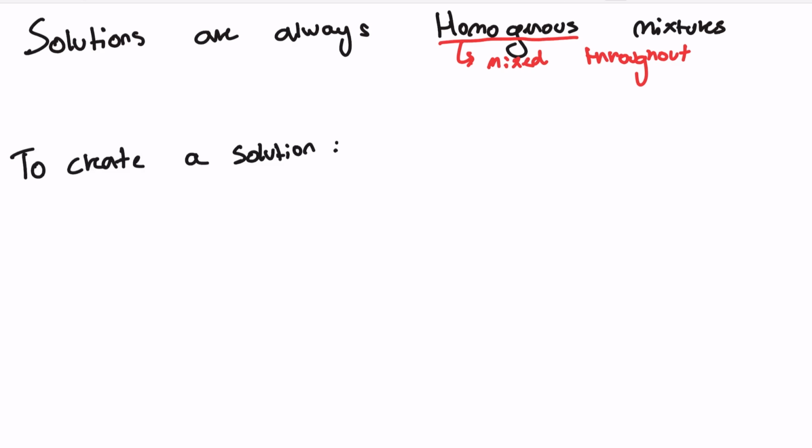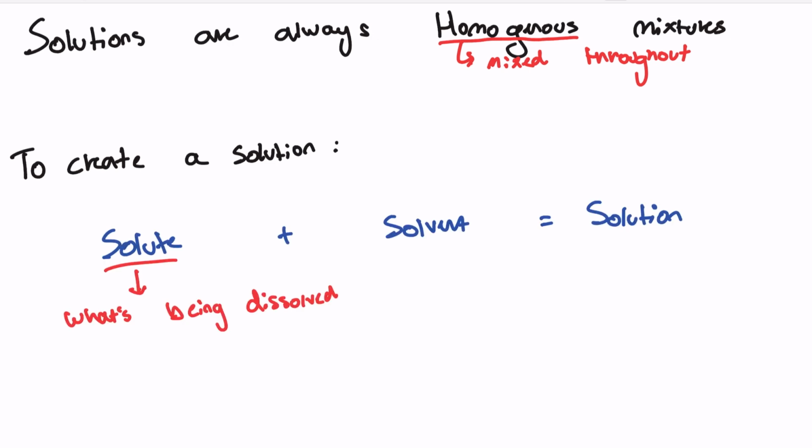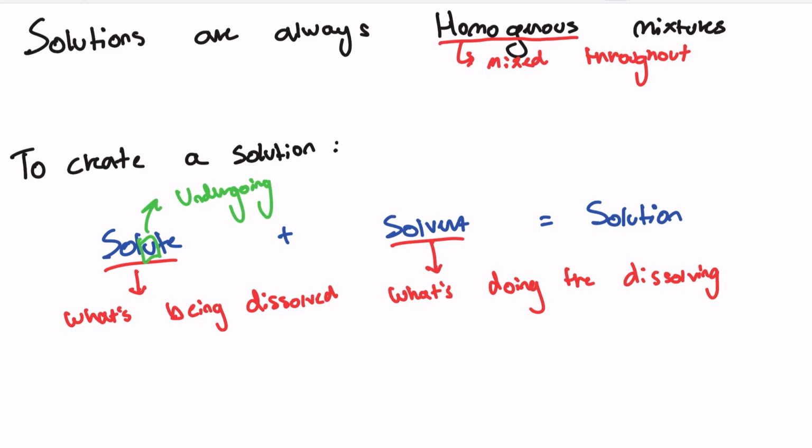To create a solution, we need two things, a solute and a solvent. The solute is what's being dissolved. The solvent is what's doing the dissolving. To remember this, just think that the U in solute means undergoing dissolution, and that the vent in solvent means that it's doing the dissolving. The vent goes to dissolving. Or you can also just remember the two words, it's completely up to you.